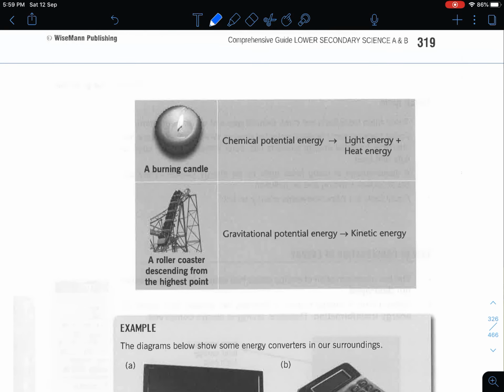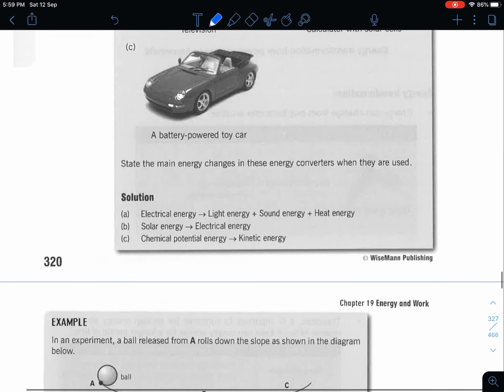Then next, burning a candle, you are converting chemical potential energy into heat and light. When you put your hand near the candle, you feel warm. And of course, when you see from a distance, there's a flame, it produces light. Roller coaster, you will always start from the highest point, so you will have the highest gravitational potential energy, and definitely when you go down the slide, you will increase in kinetic energy. So there's this conversion.